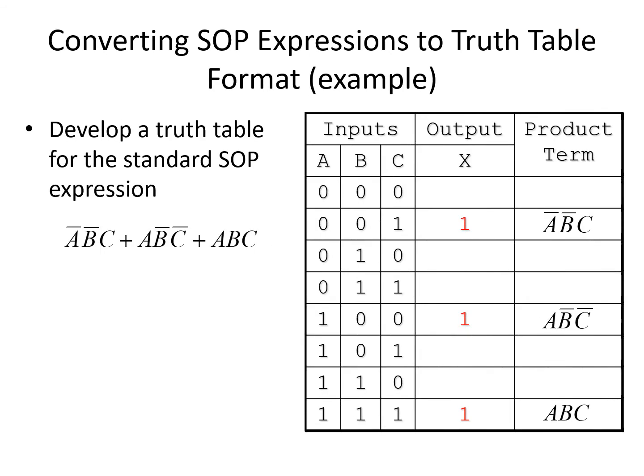This example is shown there. We are asked to develop a truth table for the standard SOP expression a bar b bar c plus a b bar c plus a b c. Already it is in standard form, so there is no need for the second step. You can directly look at the output wherever you are getting 1s and write the corresponding product term. The 1 occurs for 0 0 1, meaning a bar, b bar, c. The next one occurs for a, b bar, c, and the last one for a, b, c, and all the remaining are zeros. So this is the truth table for the standard SOP expression given there.